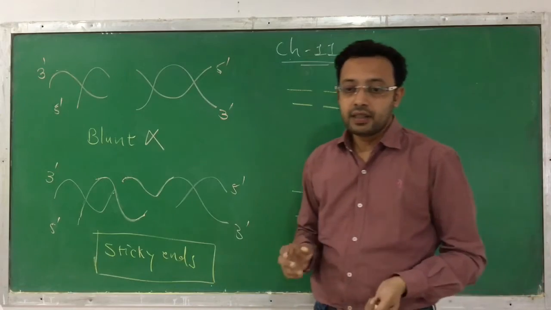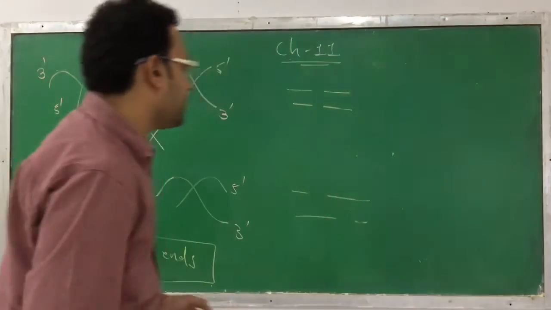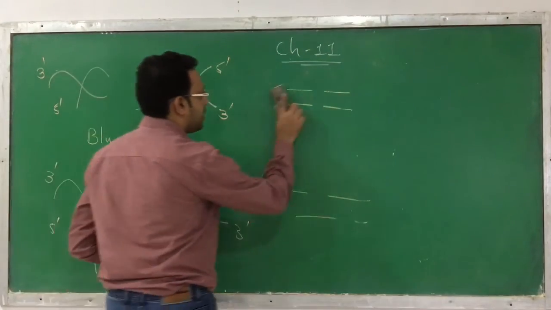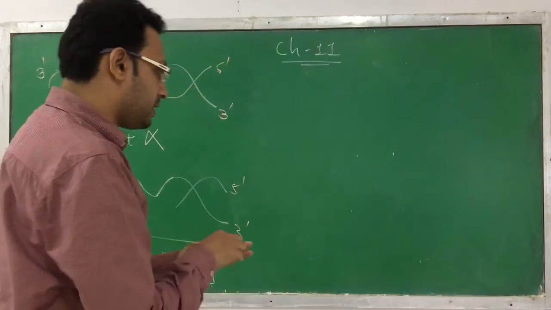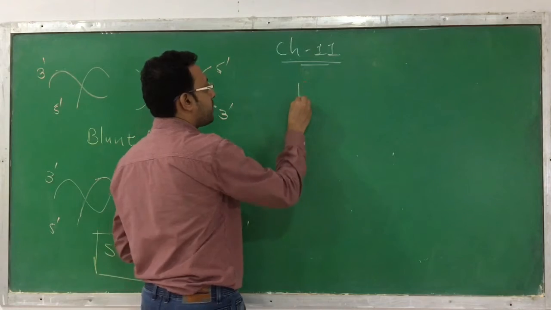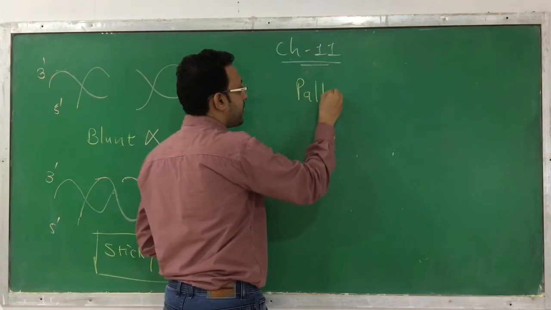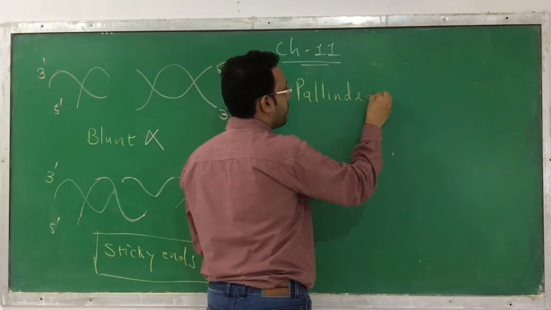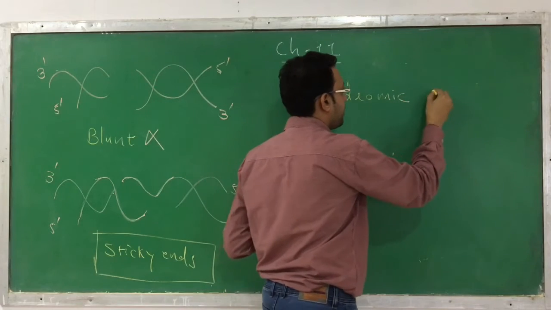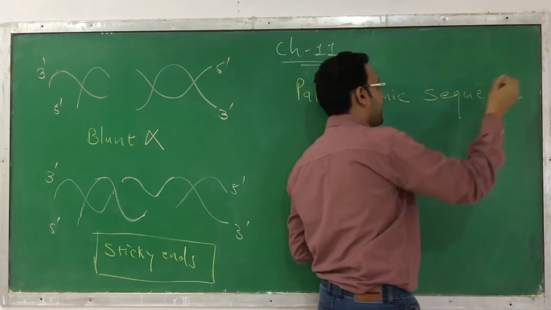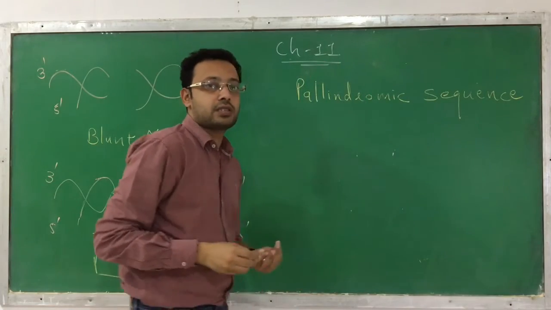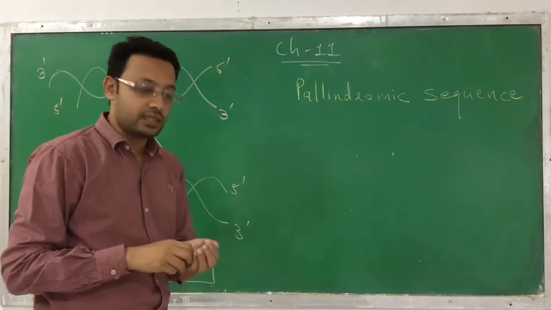Okay, clear? Now, the point that comes up is that it cuts from specific sequences. So let's see what the specific sequences are. What kind of sequences will it recognize? The restriction enzyme will recognize palindromic sequences, which are also called recognition sequences.